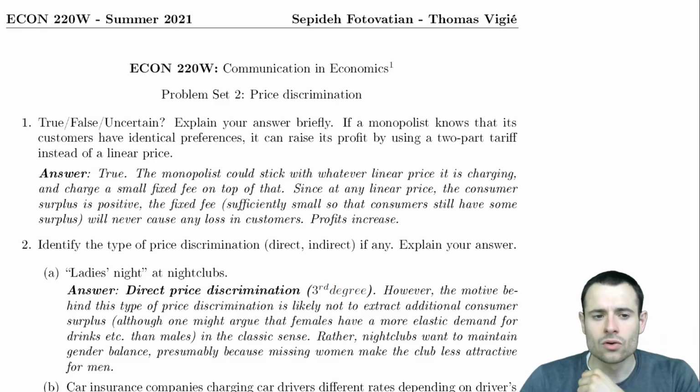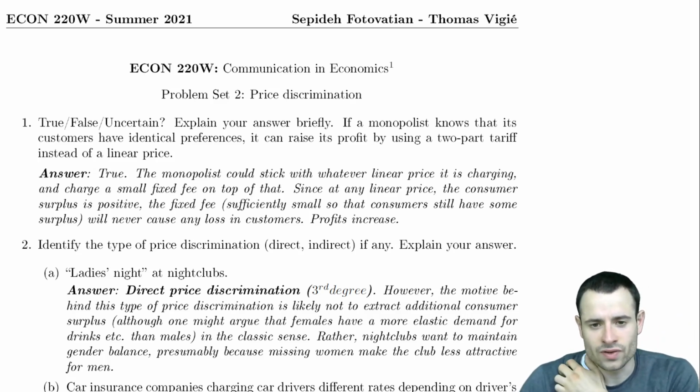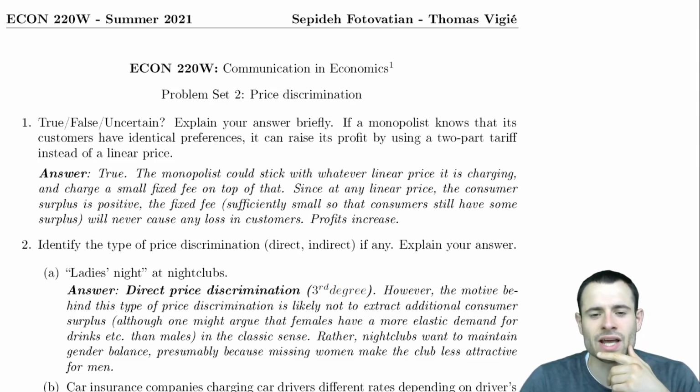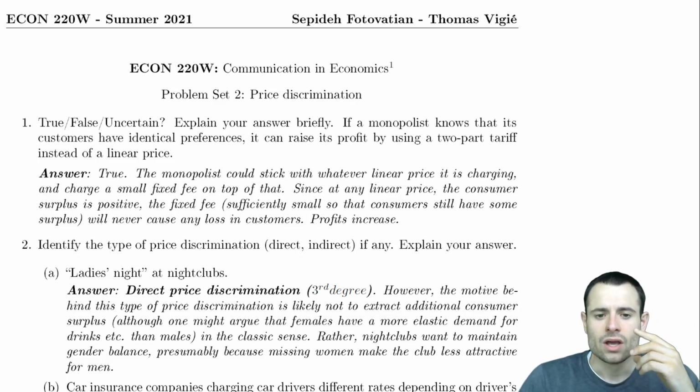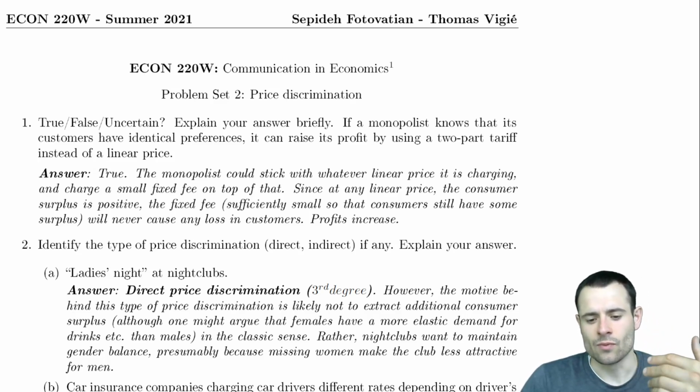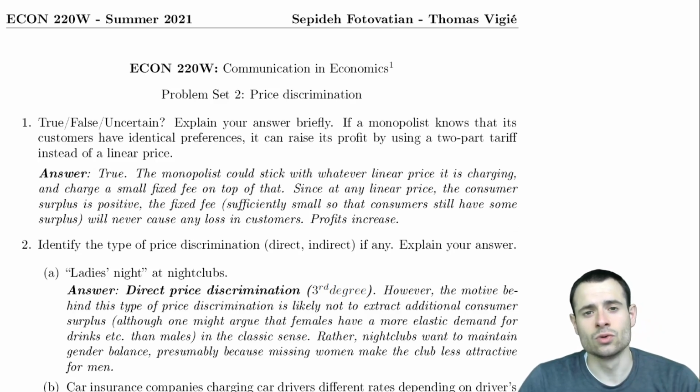If a monopolist knows that its customers have identical preferences, it can raise its profit by using a two-part tariff instead of a linear price. It is true. Imagine that the monopolist is applying the inverse elasticity rule to compute the optimal price and quantity. Then we know that this price will be higher than in the case of perfect competition, but we also know that consumers will derive some consumer surplus.